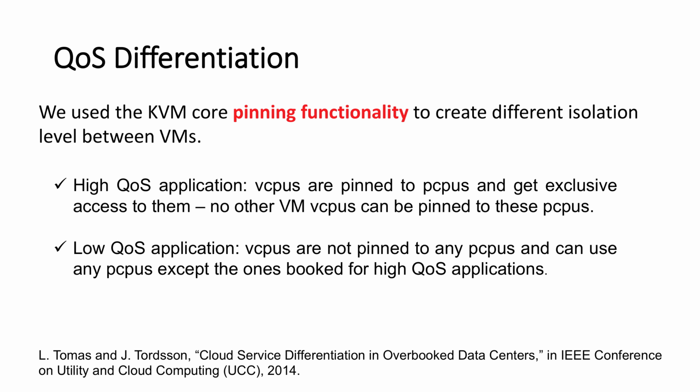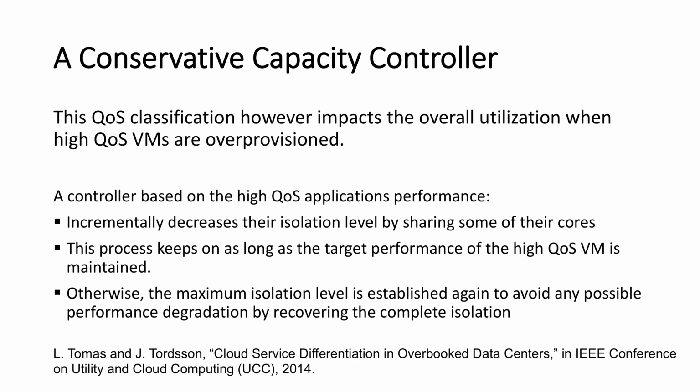In the low quality of service group, virtual CPUs are not pinned to any physical CPUs and can use any physical CPUs except the ones booked for high QoS applications. This quality of service classification, however, impacts the overall utilization when high quality of service VMs are over-provisioned.